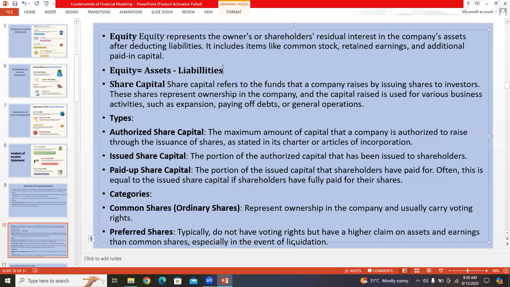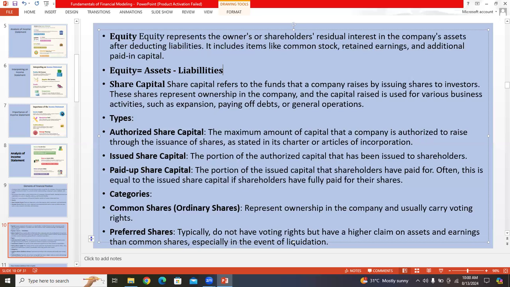First of all, we have common shares or ordinary shares. These represent ownership in a company and usually carry voting rights. Next, you have the preferred shares. They typically do not have voting rights but have a higher claim on assets and earnings than common shares, especially in the event of liquidation.